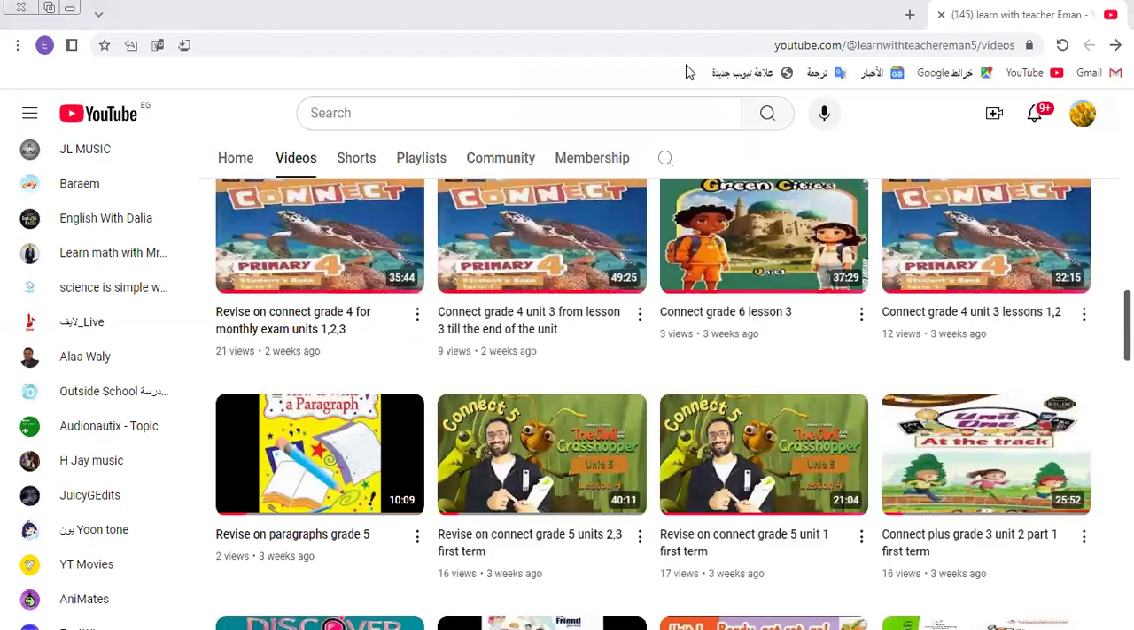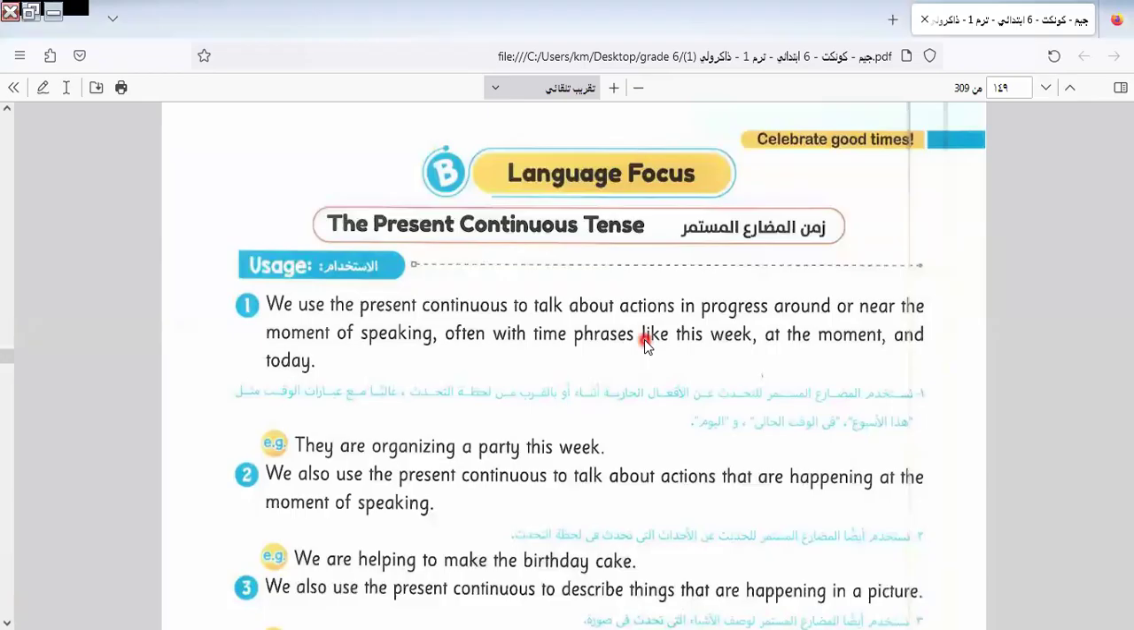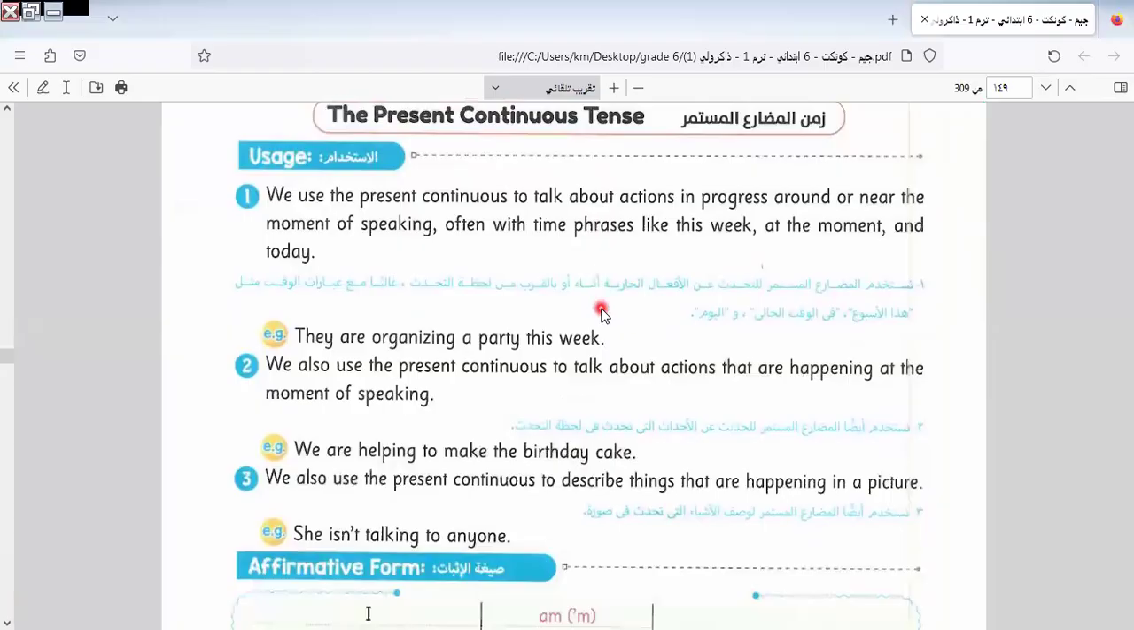Let's go to our lesson today. We will learn together lesson 3. But before I go to the lesson today, I would like to make a quick revision on the present continuous that I explained in the last video.